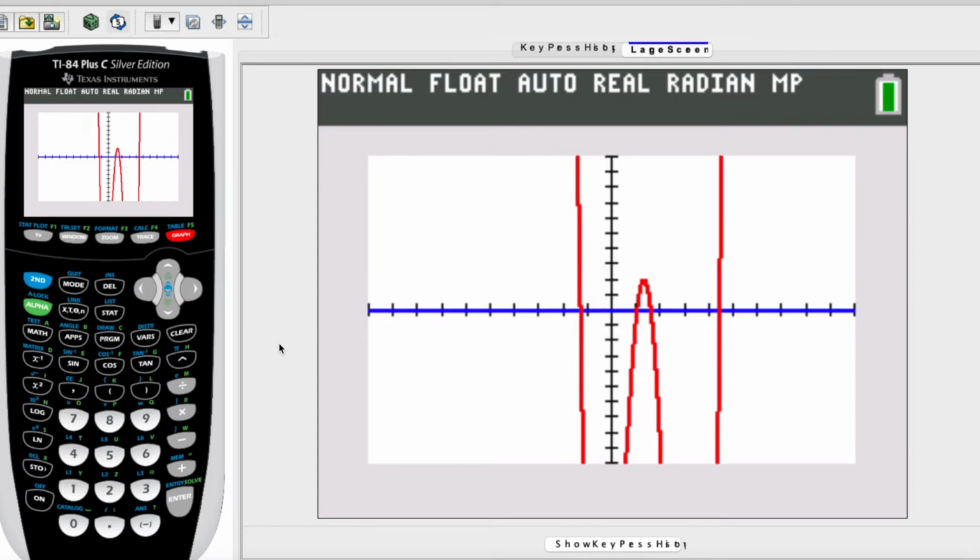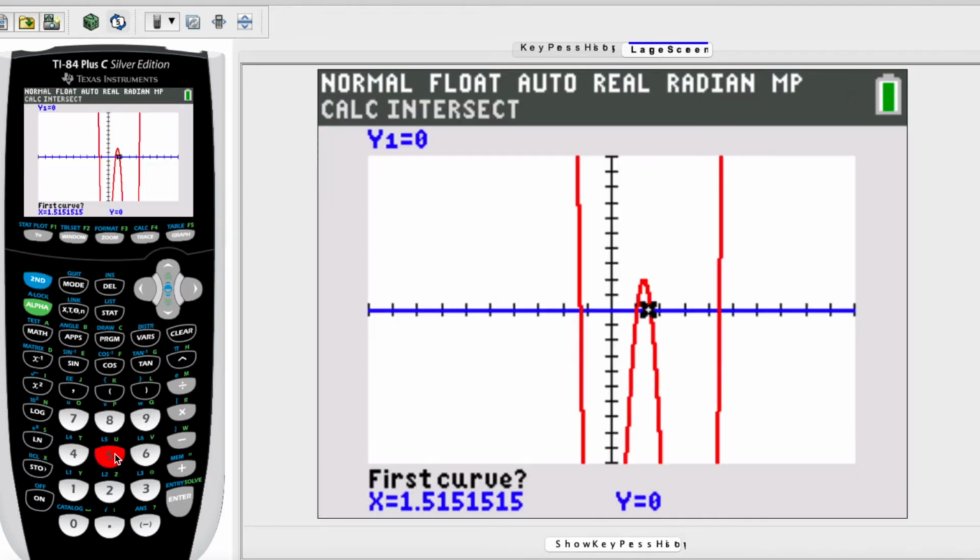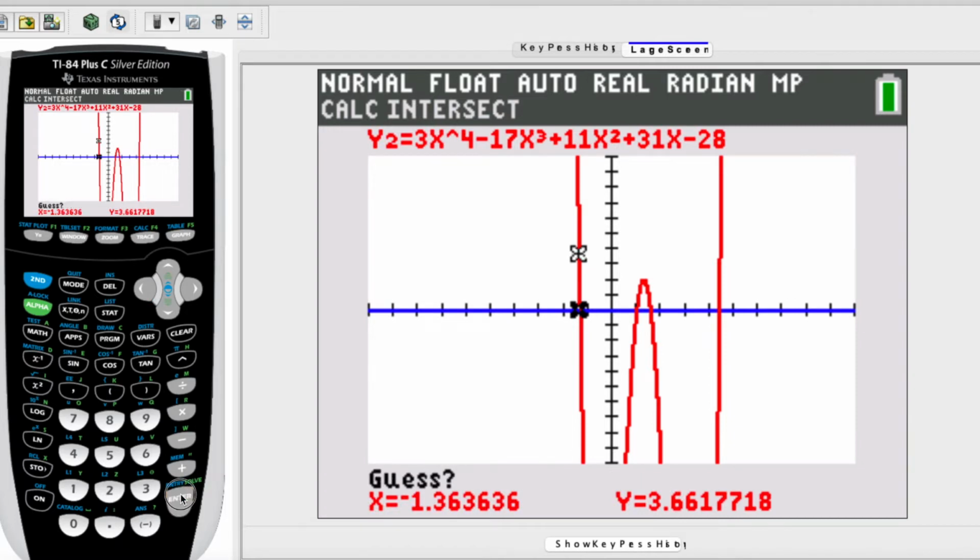Okay, so let's repeat the process. So we're going to do second, trace, number 5. Remember, don't press enter, enter, enter yet. Let's left arrow over to the x-intercept that we're interested in. And now press enter, enter, enter. Okay.